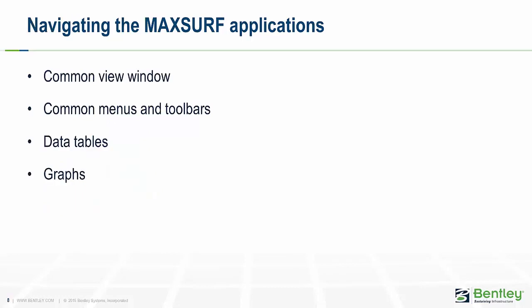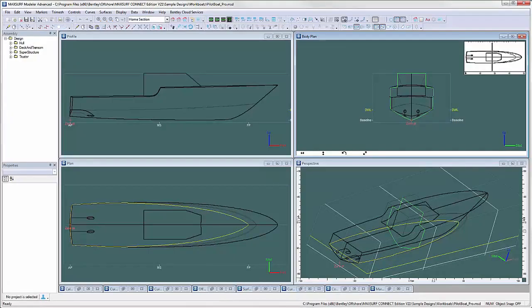So now we'll look at navigating through the MAXSURF applications, look at some of the common windows, some of the common menus and toolbars, data tables and graphs. So if I go back to MAXSURF, for instance, here I've loaded a sample model, and you'll see there's four main views of the vessel. A perspective view, I'll maximize these.